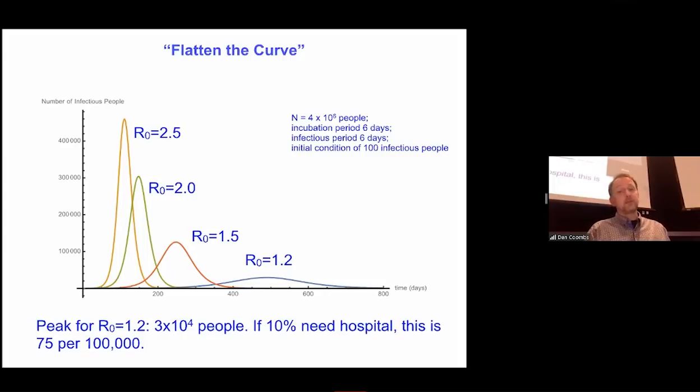And so if 10% of all people need some kind of treatment in the hospital, this is about 75 per 100,000 of the population at one time. And that's not allowing for the fact that if you go in the hospital, you're probably going to be there for a week or two. This is very, very bad. The number of available ventilators, intensive care beds, and so on is well below that.